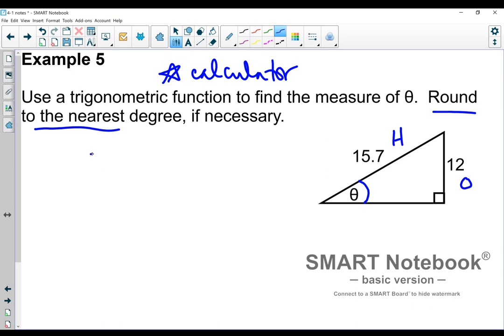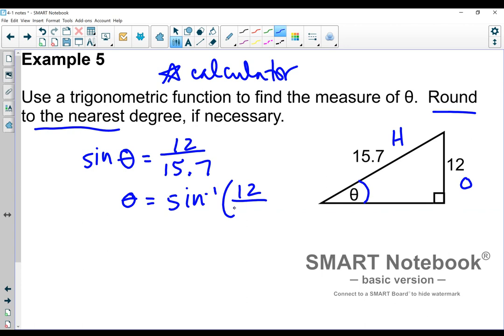So I know that the sine of my angle is going to equal 12 over 15.7. And I'm asked to find that angle. So in order to find the angle, I would do sine inverse on both sides. And if I have a sine inverse and a sine, I'm just left with the angle. And on the other side, I will have sine inverse of 12 over 15.7. So then on my calculator, I would find this button. Usually it's going to be second function wherever the sine button is. But sine inverse of 12 over 15.7 should give you about 50 degrees.